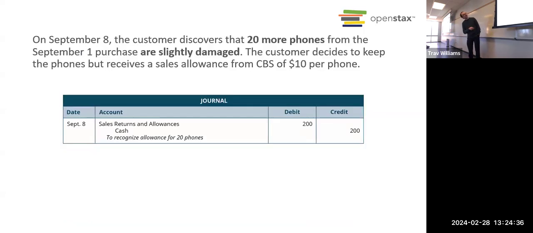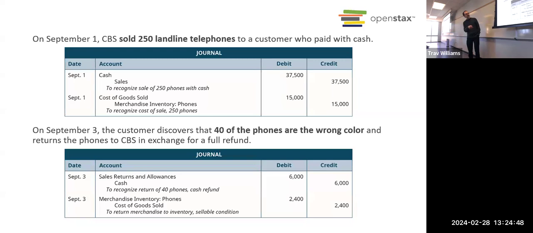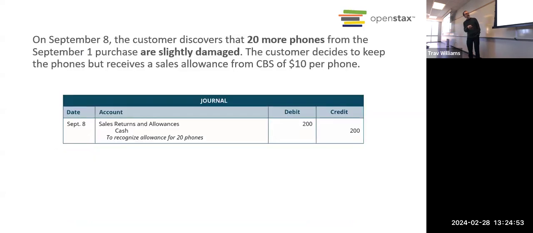All right, what else? 20 more phones are slightly damaged, okay? So we give them an allowance in this case. Notice the same account is being used. Sales, returns, and allowances was used for the return. It is also used for the allowance. That's nice. One account, right, that we can use in both cases.